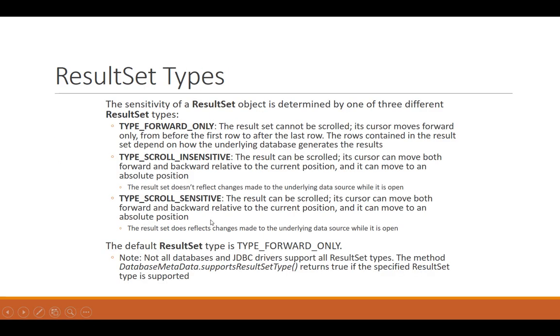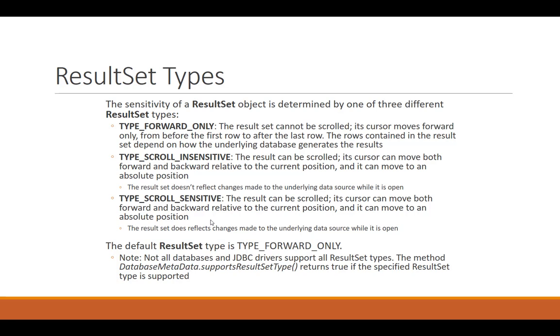Now, the sensitivity of your result set is determined by 3 different types of result set. There's a type forward only, which means the result set can move forward, but you can't go back. So the cursor moves forward only from before the first row to after the last row. Again, it's a lot like an iterator. The rows contained in the result set depend on how the underlying database generates the results. This is the default, if I remember correctly.